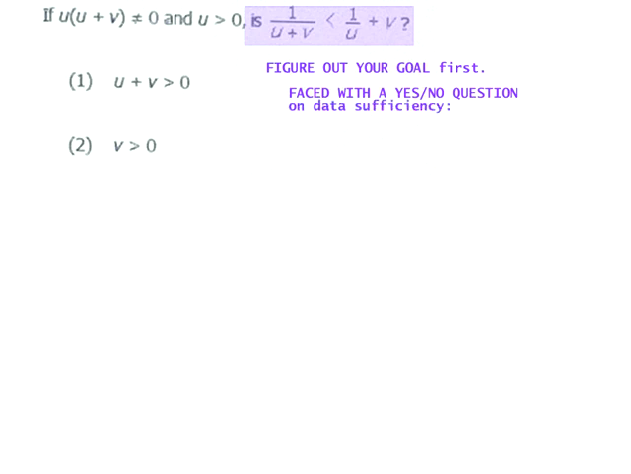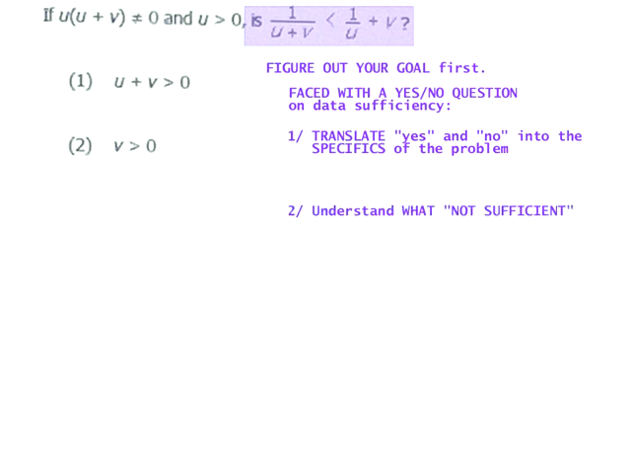What you should do, the first thing you should do, is translate yes and no into the specifics of the problem. Like the actual things that are in the problem, so U's and V's and stuff like that. Once you have that, then you should understand your goal. Or first understand what not sufficient and sufficient mean. And then after that, understand your goal, which is always the same goal, but you've got to understand what it is. So in this case, yes and no.